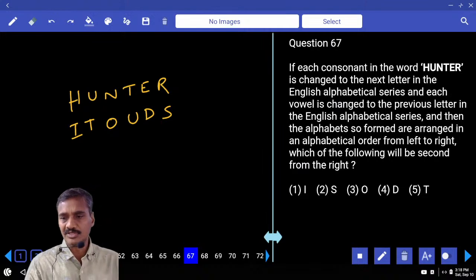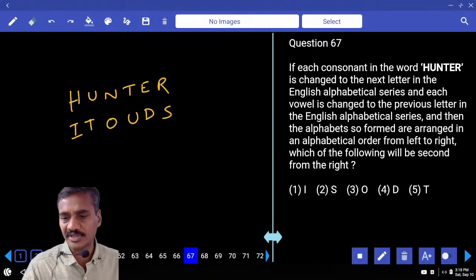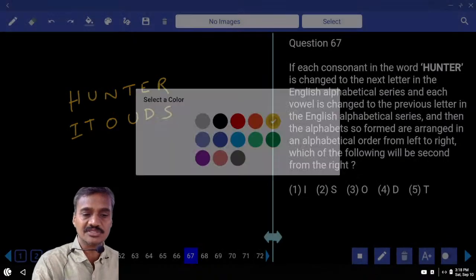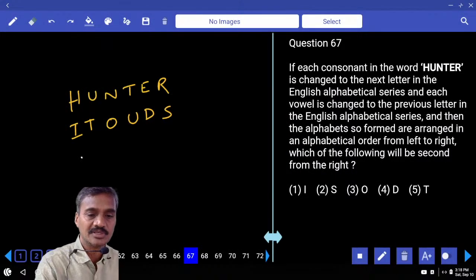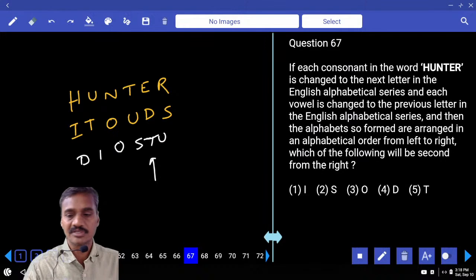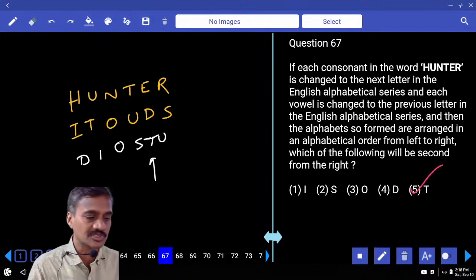Then the letters are arranged in alphabetical order from left to right. Now all these letters are arranged in the alphabetical order from left to right. Now D, I, next one O, D, I, O, S, T and U. Then which of the following will be? And which letter is second from the right? T, that is the choice.